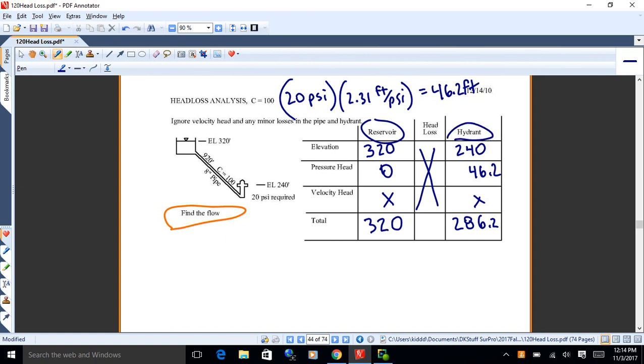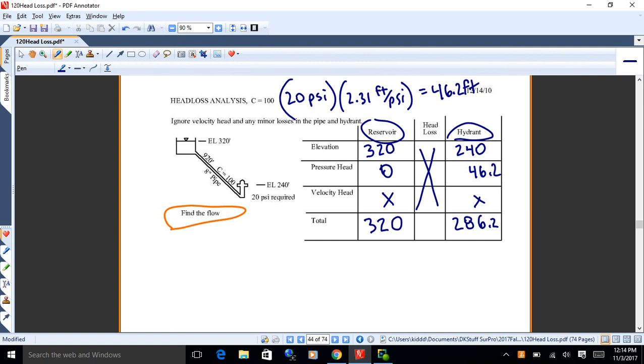Can it be more than 20? It could be, but the minimum acceptable level is 20. Okay? So we're going to design it so it has 20 psi at the hydrant. And if we get more than that, it'll be okay. So y'all good with that? Any questions? All right.